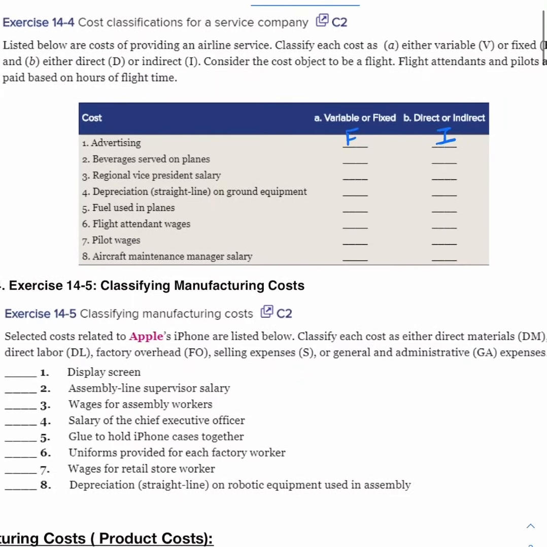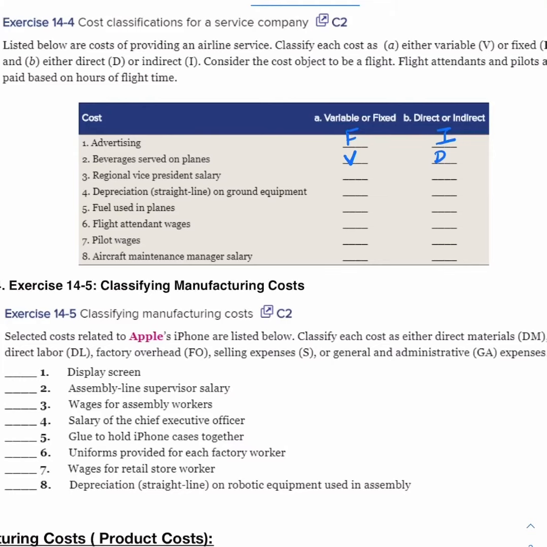Next, we see beverages that are served on a plane. These beverages will be a variable cost, and that will be direct, because as we have more passengers on the plane, as we use more flights, we will serve more beverages. But we should also be able to track how much those beverages are costing for each individual flight pretty easily, so that is a direct cost.